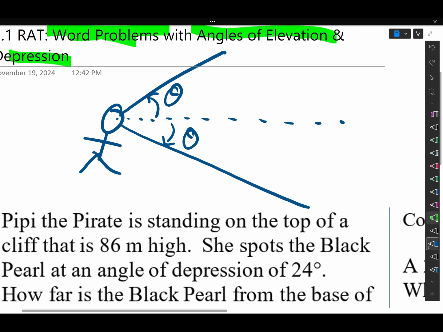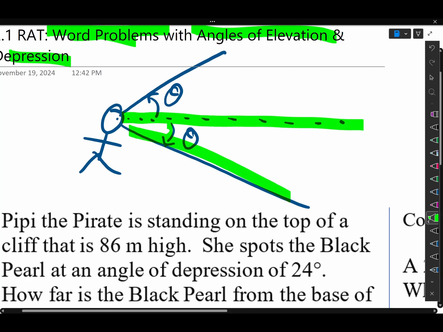Now the key here is that both of these angles are measured from this horizontal line. You will likely make a mistake at some point accidentally measuring an angle not from the horizontal line. I want you to be really, really careful. Always measure from the horizontal line either down or from the horizontal line and up.